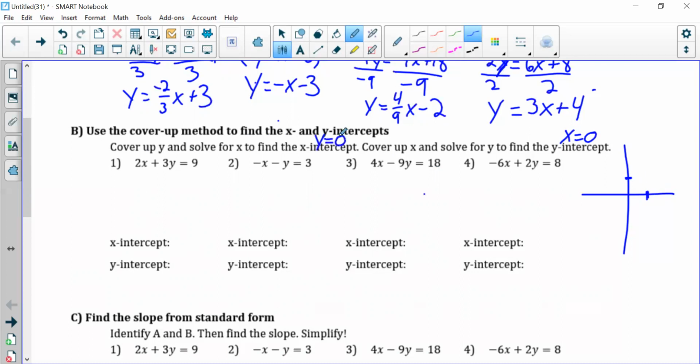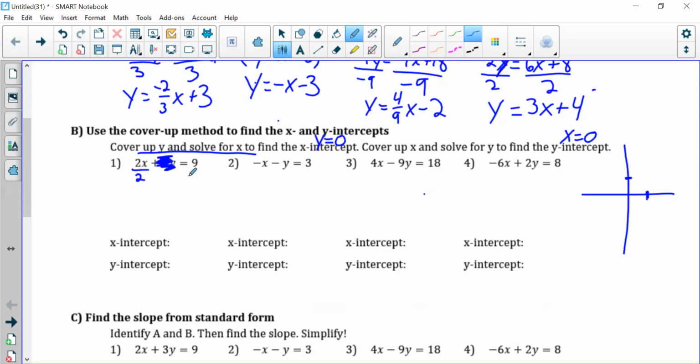All right, and in order to do this, we're going to use what's called the cover-up method. Now, if you're doing this at home, you can actually physically put your finger over top of this and cover it up. You can't see me putting my finger on my screen to do this, so I'm going to just doodle over the thing, and then we'll erase. All right, so let's start with covering up the y and solving for x to find the x-intercept. So I'm going to cover up my y just exactly like it doesn't exist. All right, so then I get 2x equals 9.